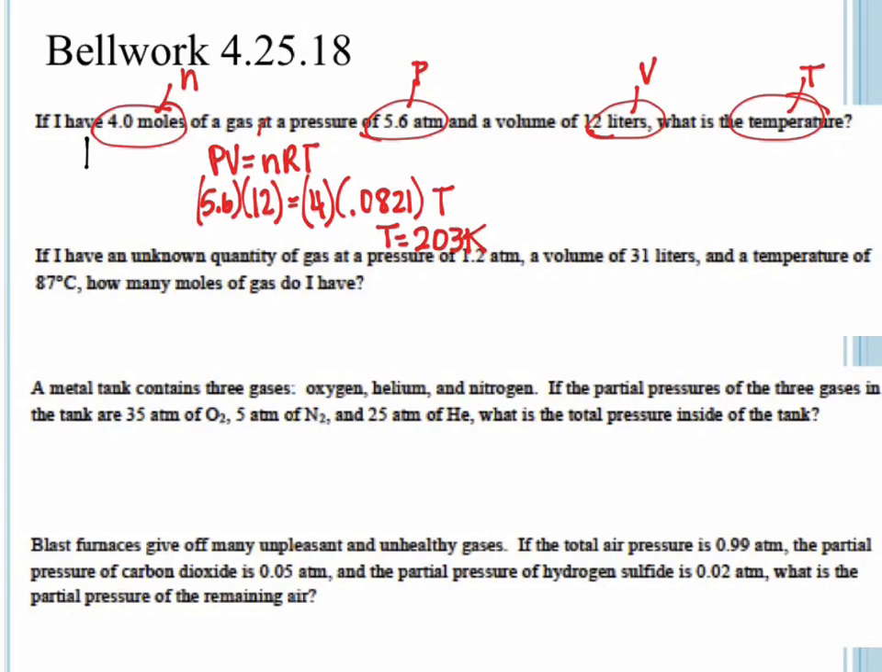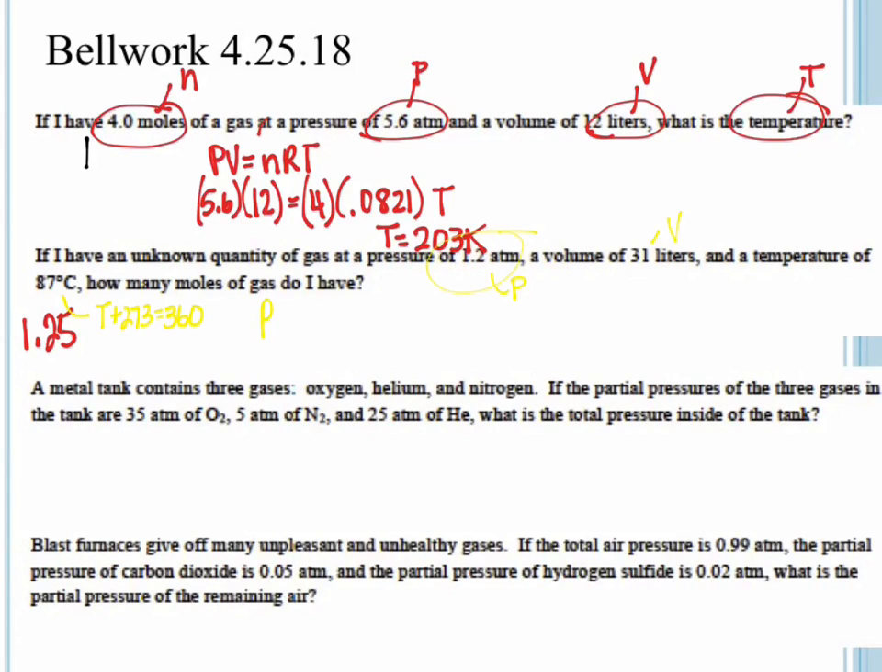If I have an unknown quantity, anybody have this answer? 1.25. Anybody second that? If you're seconding it, you have to actually be verifying it. I am. I trust Brendel. All right, a pressure of 1.2, so that's my P. The V is 31. T is 87 plus 273, so that's 360.